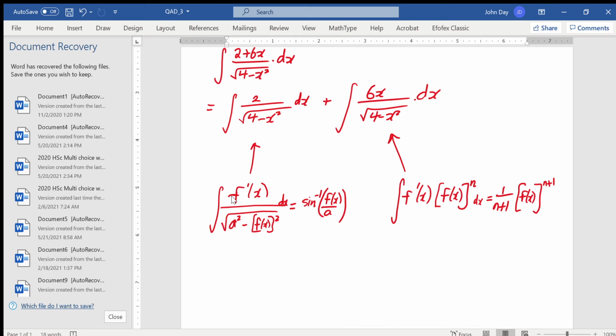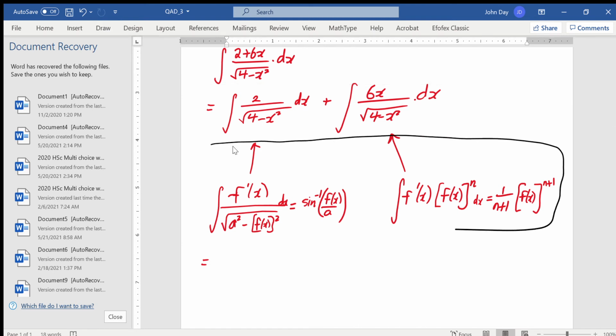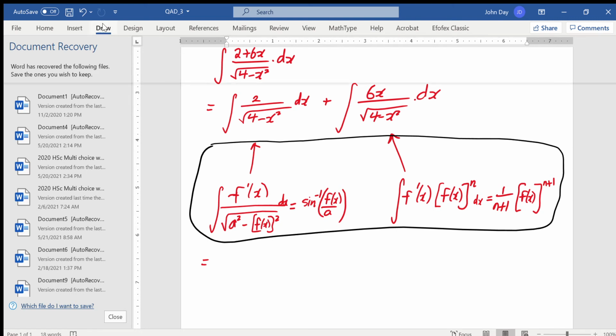So for this first one here, I'll just put this in a black box because it's not actually part of the working. I'm just explaining the rules that I might use. All right, so for the first one, the derivative of the x that's on the bottom, that's the function, is just 1. So if I just write that as twice 1 over root of 2 squared minus x squared, then I'll be able to just straight deal with that.